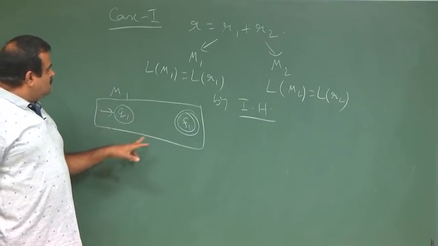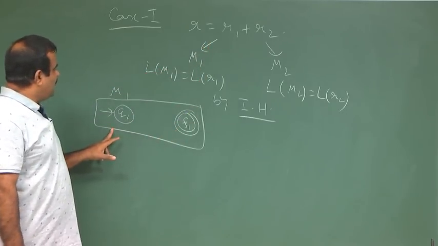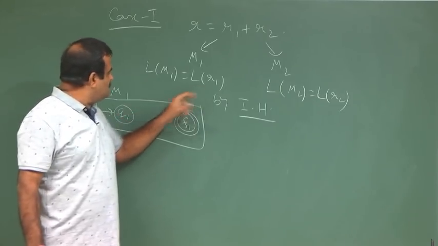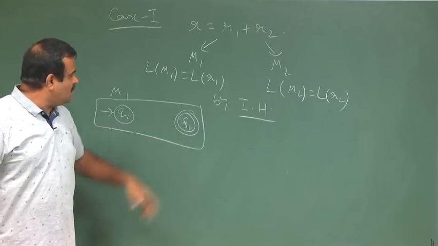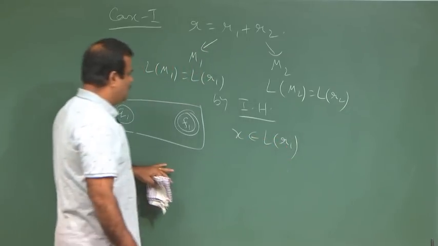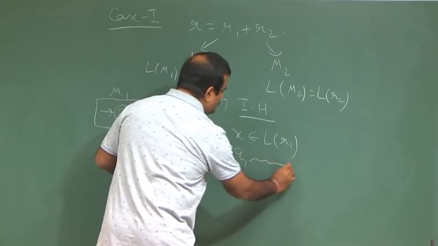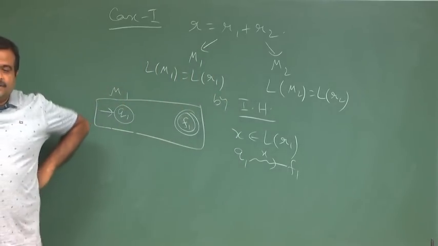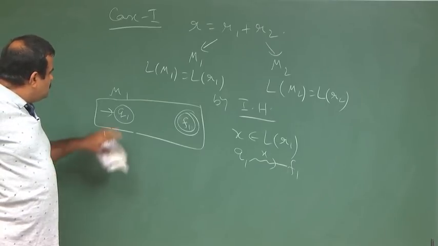This is the ε-NFA for R1, that means any string of L of R1 will be accepted by this. If you start with q0, q1, and take any string x from L of R1, then starting from q1, x will go to f1. So, this is the way. Okay, good. Now this is M1.